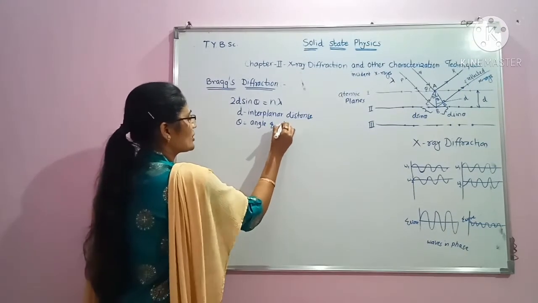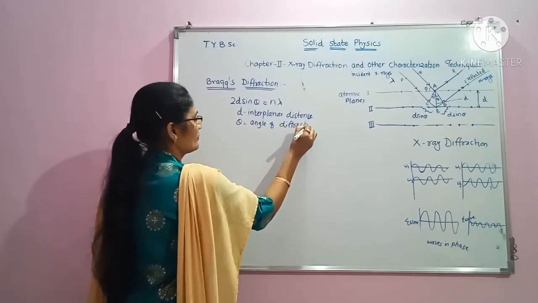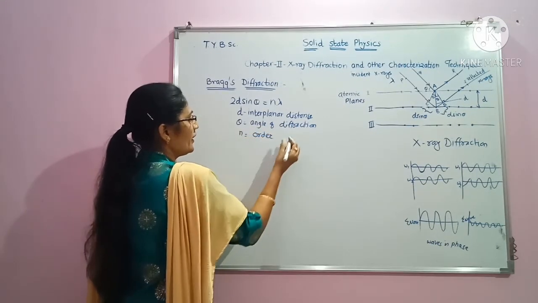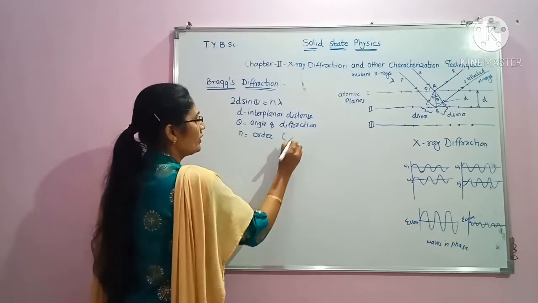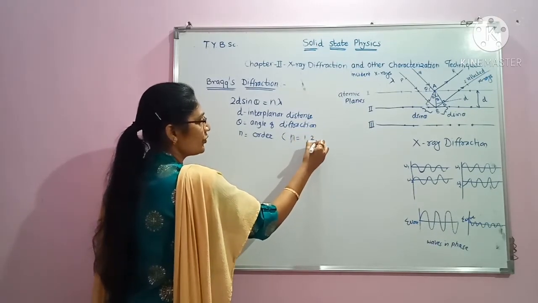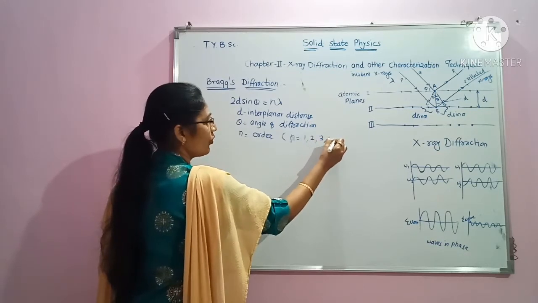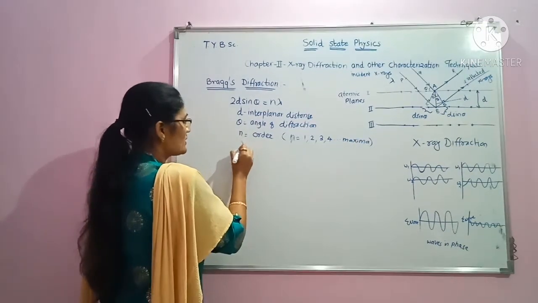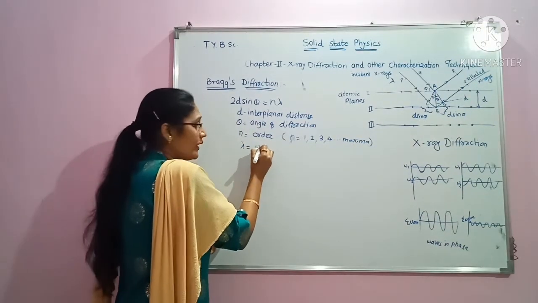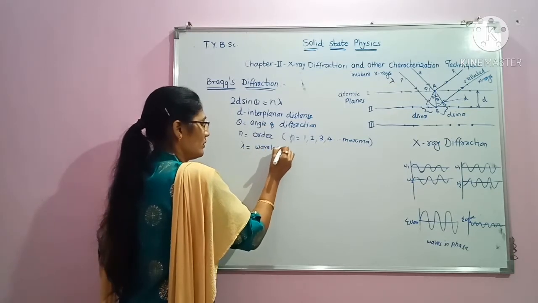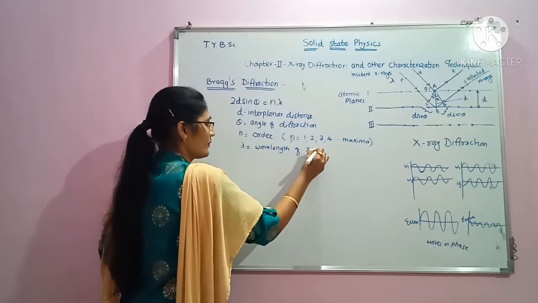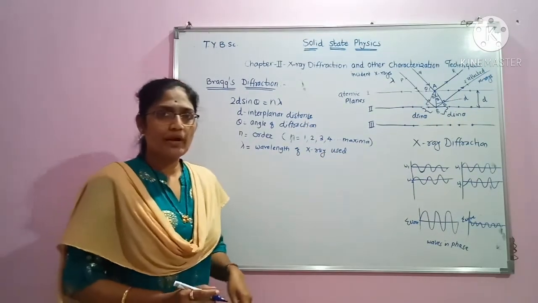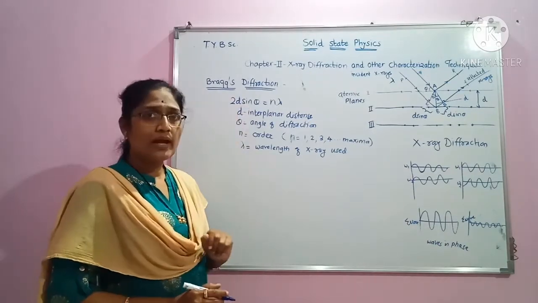So theta is the angle of diffraction, and n is the order. The value of n should be an integer, 1, 2, 3, 4 and so on up to a maximum. And lambda is nothing but the wavelength of the X-ray used. So we have derived this: 2d sin theta is equal to n lambda.